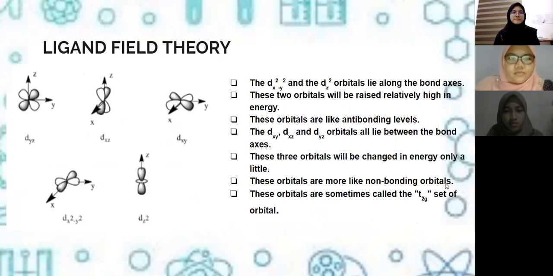For the ligand field theory, the dx squared minus y squared and dz squared orbitals lie along the bond axis. The orbitals are relatively high in energy, like anti-bonding levels. The dxy, dxz, and dyz orbitals lie between the bond axes, and these three orbitals will change in energy only a little. These orbitals are more like non-bonding orbitals. These orbitals are sometimes called the t2g set of orbitals.